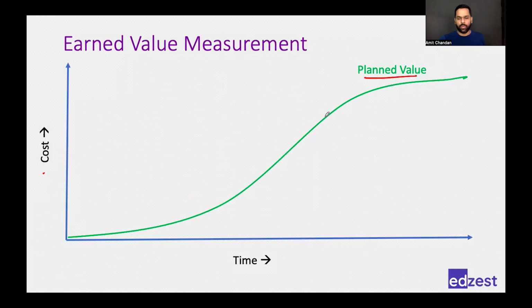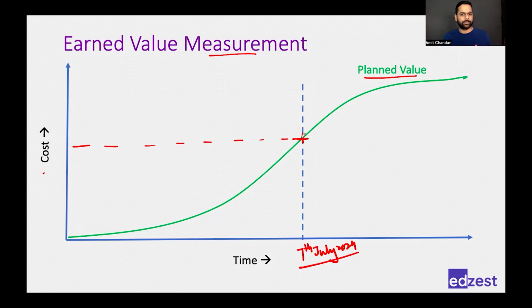Right. Now, whenever I am doing a measurement, I'm doing it at a particular time. So let us say this is the time at which I am measuring it. So today is 7th July, 2024. Right? So on 7th July, I am measuring this. So whatever this value is, it is my planned value till now. Right? Till now, this is the amount that I had planned to spend. Right? So planned value is known. So one of the values is known already.